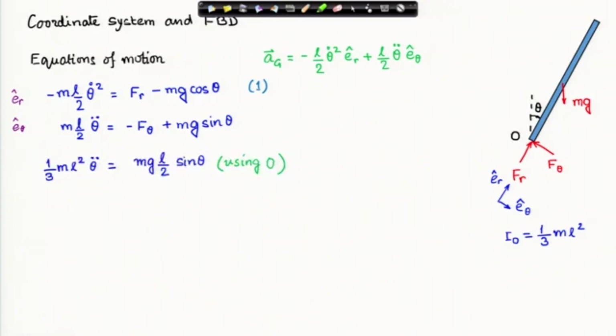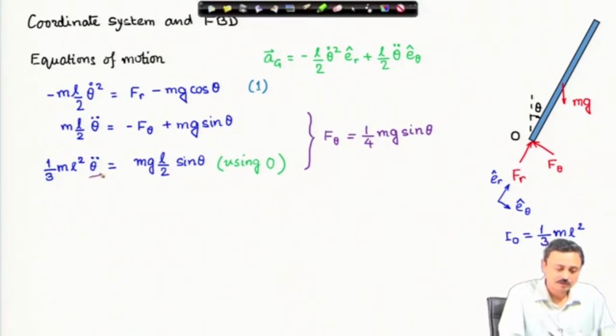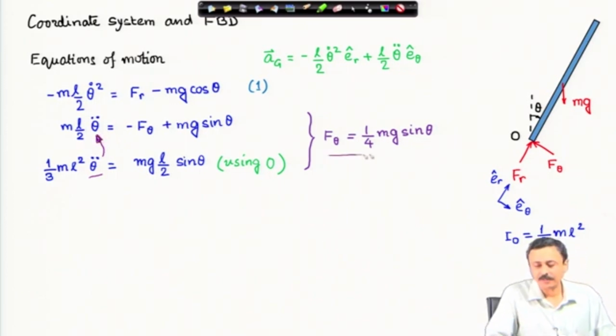Then the rotational dynamics equation, I have written it about that point O. Therefore, I need the moment of inertia about O, it is 1/3 m l squared, times the angular acceleration, equal to the net moment about O. Who produces this moment? Only the weight. From the theta equation of the translational dynamics and the rotational dynamics equation, I can solve for F_theta. I just solve for theta double dot and substitute it here. Then I can find out F_theta.